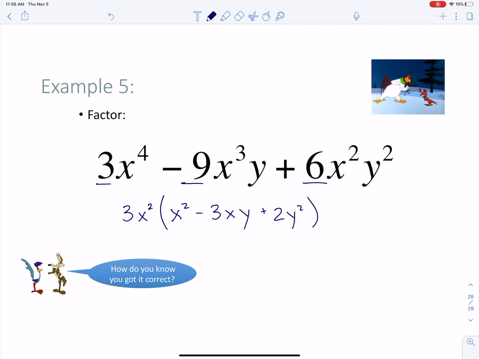And this is really important when you get these long ones that you do these mental checks. So 3x squared times x squared, that's 3x to the 4th, that works. 3x squared times negative 3xy gets you negative 9x cubed y. And 3x squared times 2y squared gets you 6x squared y squared. So lots of mental checking on that one, but it's really important that you do it.